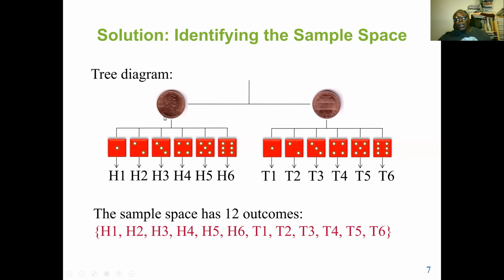So that's the tree diagram. We have the head with 6 possible outcomes, and the tail with 6 possible outcomes. By using the multiplication rule, we get 12 outcomes: 2 sides for the coin, 6 sides for the die. So 2 times 6 is 12.